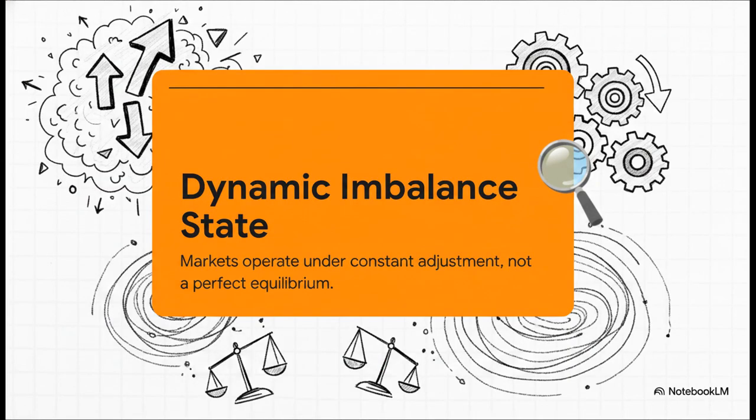And because everything is moving, we also kind of have to throw out the idea of perfect equilibrium. That brings us to the Dynamic Imbalance State, or DIS. This concept essentially proves that a static resting place, where buyers and sellers just perfectly agree forever, is really just a theoretical classroom abstraction. In reality, markets operate under a state of constant, messy adjustment. There are always imbalances, and the market is always working to self-correct.